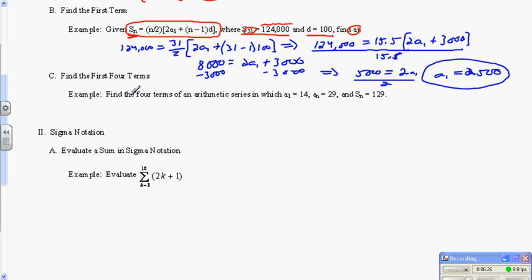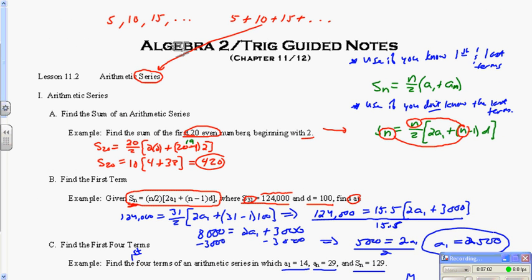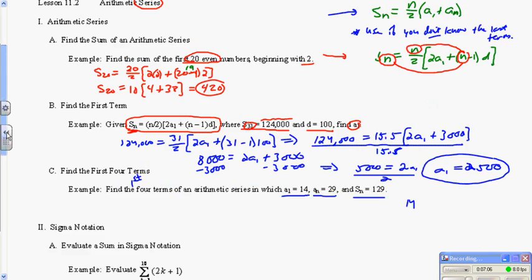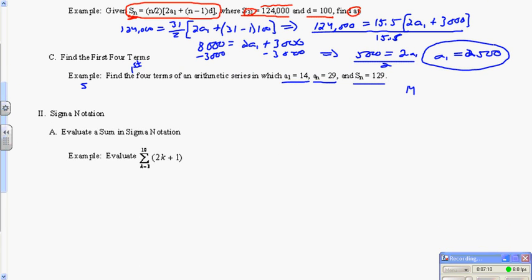The first four terms of an arithmetic series in which the first term is 14, the nth term is 29, and s sub n is 129. I'm going to change this to find the first four terms of an arithmetic series. So we have 14. What are the others? So we're going to use the other equation I gave you earlier on, which is when we know our first and last terms. And I'll write it down below again. And that is s sub n equals number of terms divided by 2, and then we take our first term and add it to our last term.